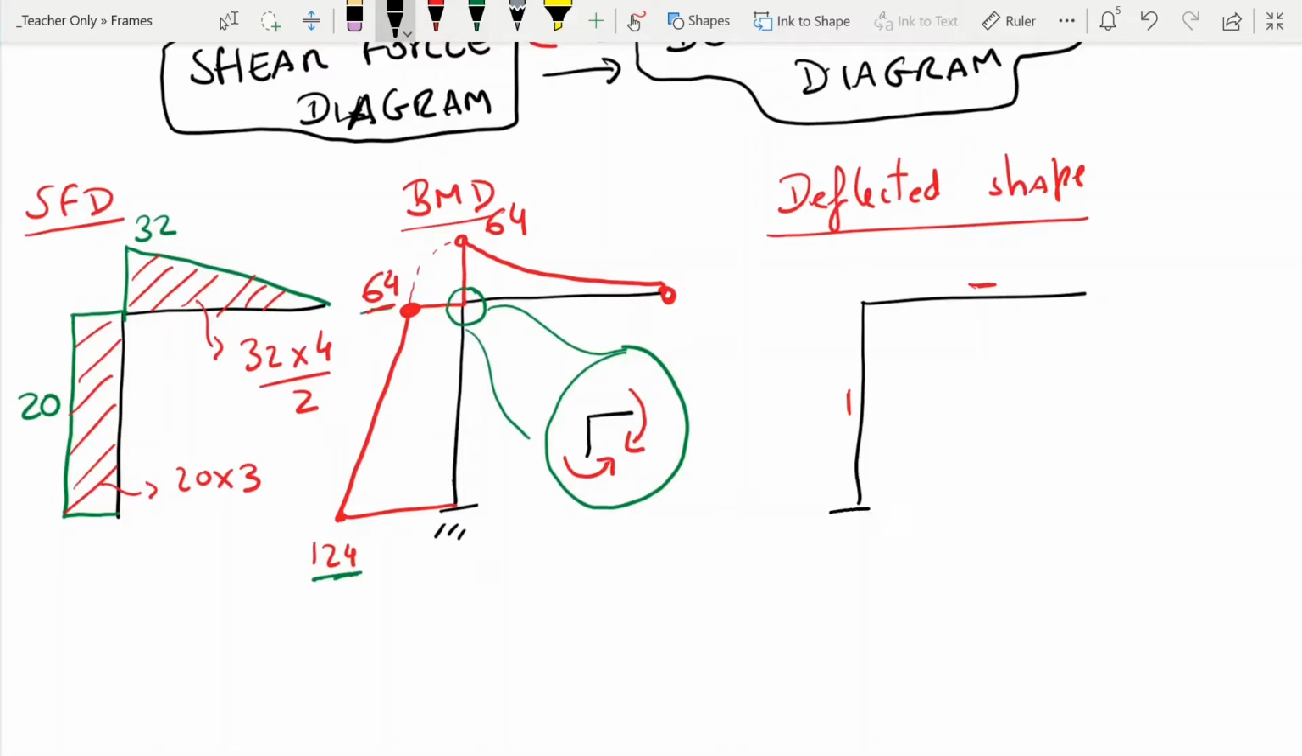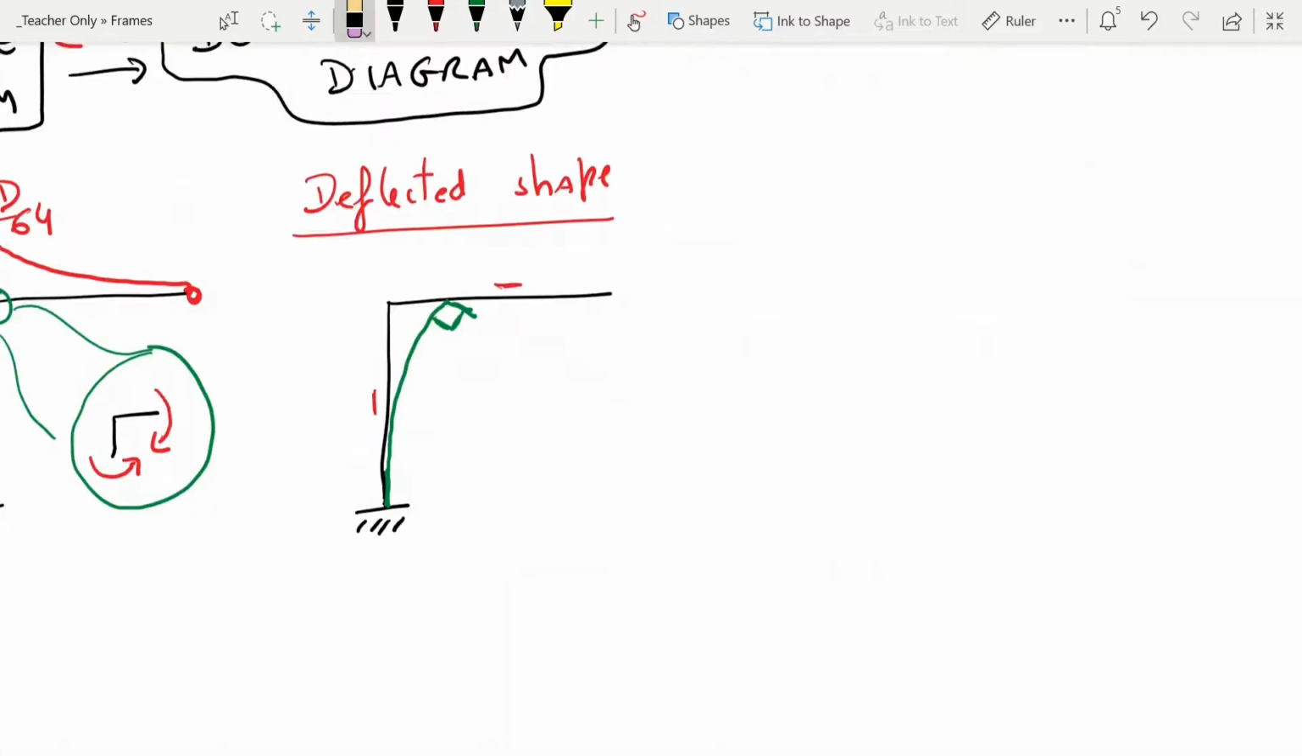This information, with the fact that we know there's a fixed support here, we can guess that the deflection is going to look like this and then bend that way. And here we need our 90-degree angle to stay 90 degrees, and the beam will bend more or less like that. And this is obviously exaggerated, but tension on the top and then tension on the left side.